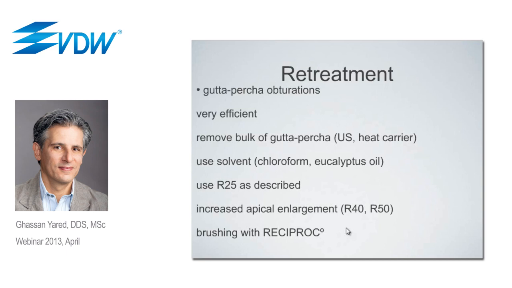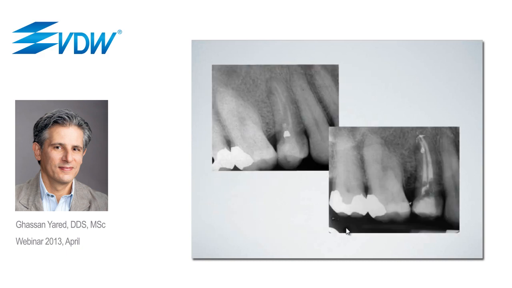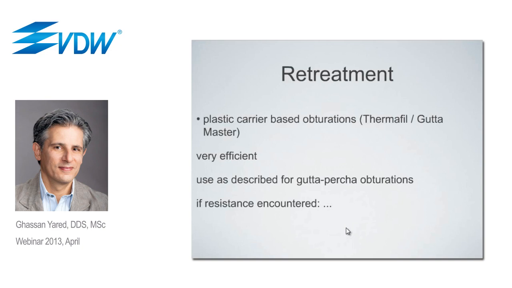It will also be even easier to go from the R25 to the R40 or directly to the R50. And again, the Reciproc instrument can be used in a brushing motion. This is a retreatment case that was started with the R25 and finished with the R40.